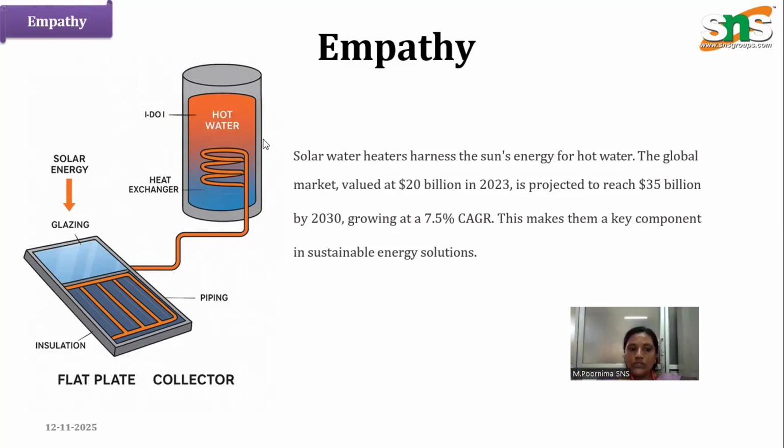We can see hot water here. This is a basic flat plate collector model, one of the models of solar thermal power plant connections. This is the main emphasis. We have to increase the production of solar thermal power.